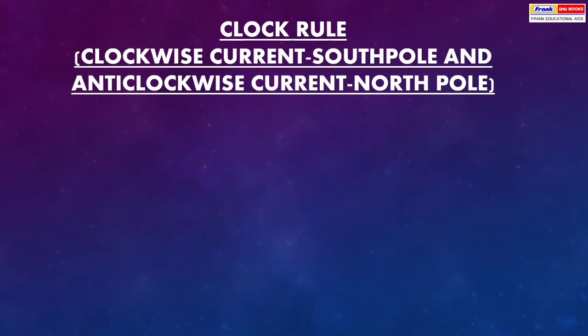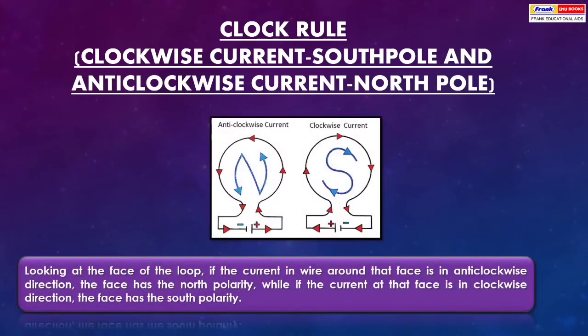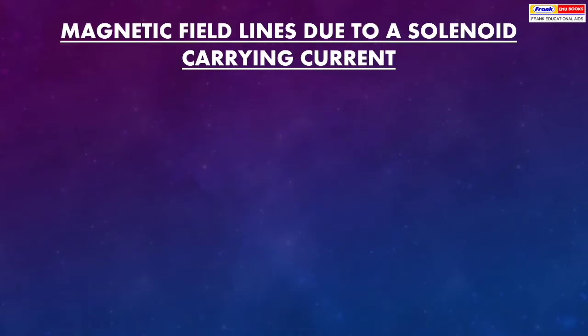Clockwise current gives a south pole and anti-clockwise current gives a north pole. Looking at the face of the loop, if the current in the wire around that face is in an anti-clockwise direction, the face has north polarity, while if the current at that face is in a clockwise direction, the face has south polarity. Magnetic field lines due to a solenoid carrying current.